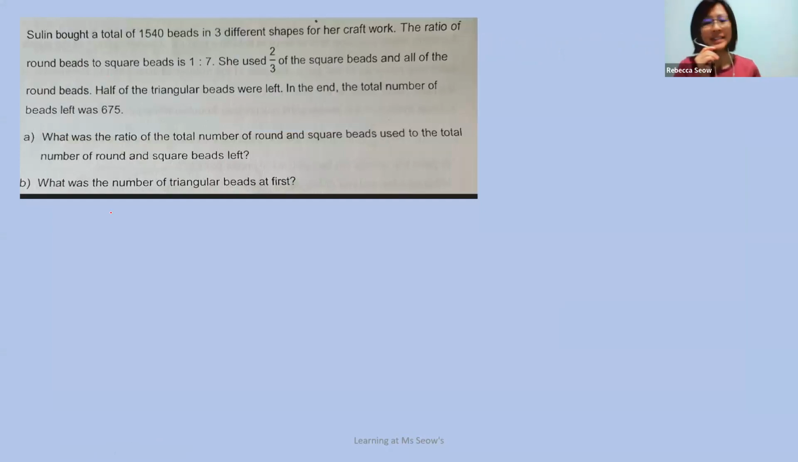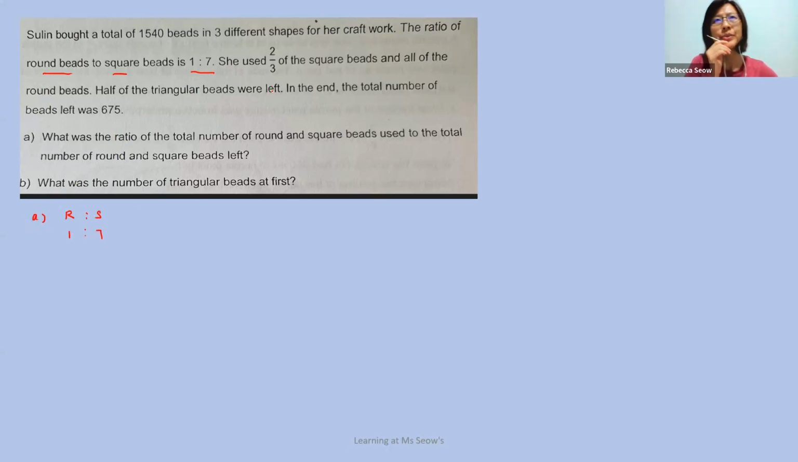How do we represent it? Now, first and foremost, based on the first sentence, we might just want to put down the ratio of beads for round to square. Okay? So I will start off by putting round beads to square beads in the ratio of 1:7.